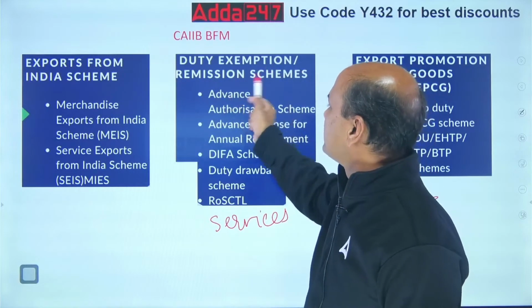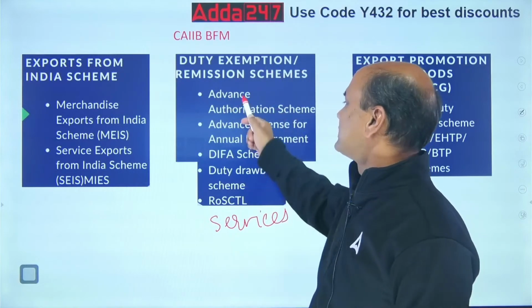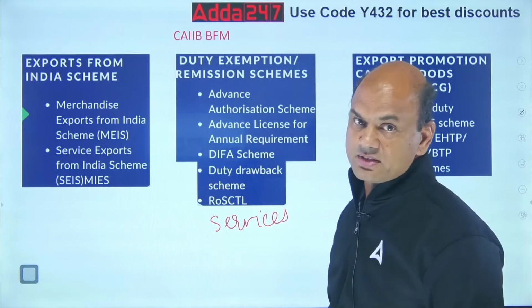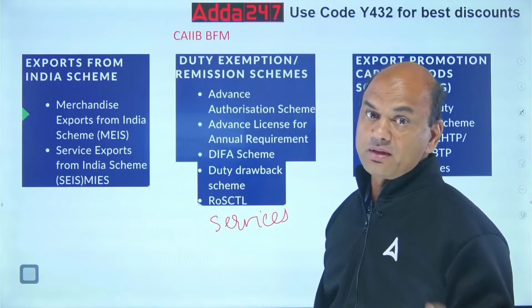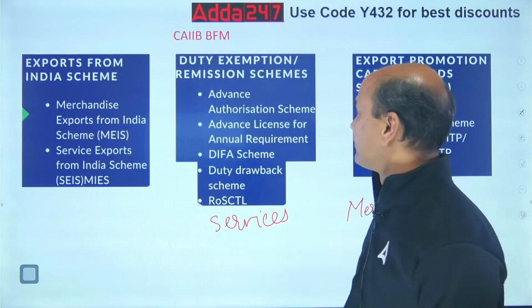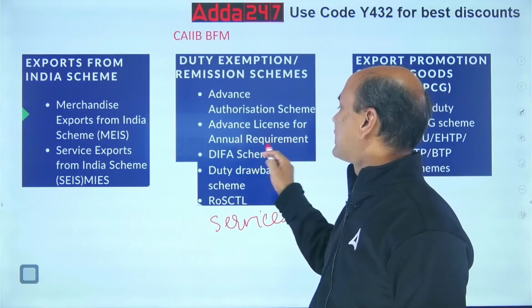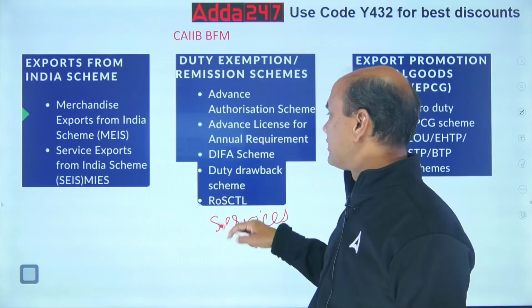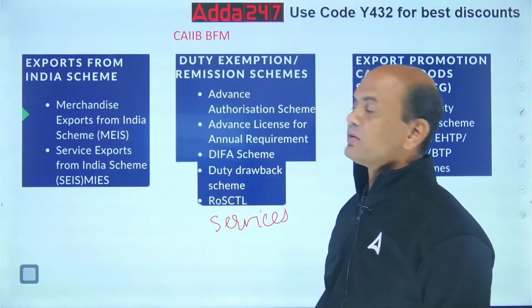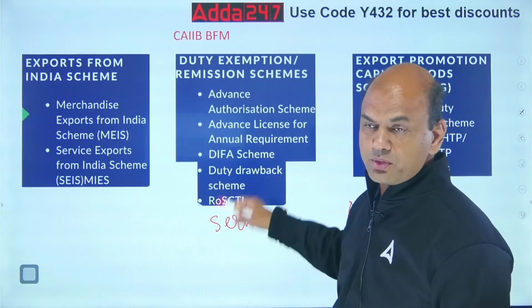Duty exemption remission schemes. What are these? See this advance authorization. Already we have discussed this. It means first only you need not pay. Second, advance license for annual requirement. Same thing. Ambani and all these figures, names I gave you. DFIA scheme. So this is for import.